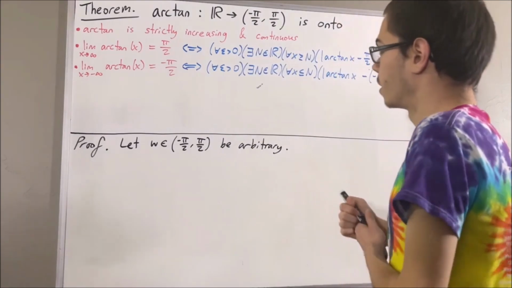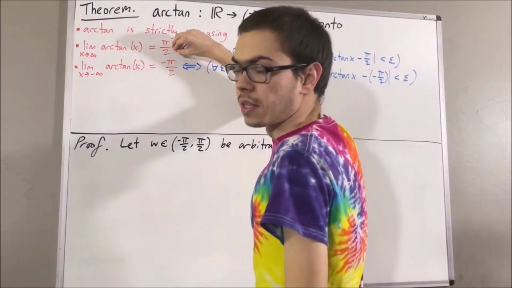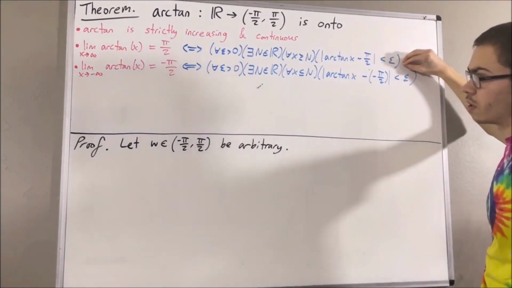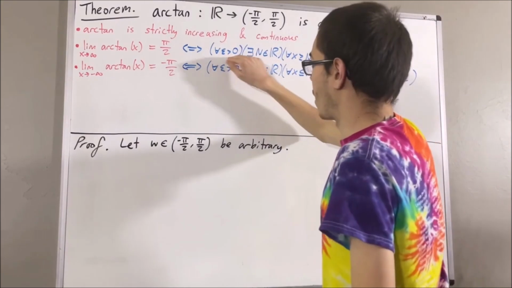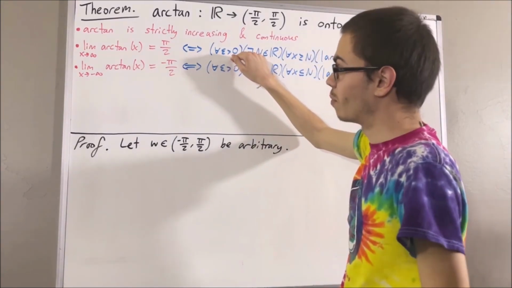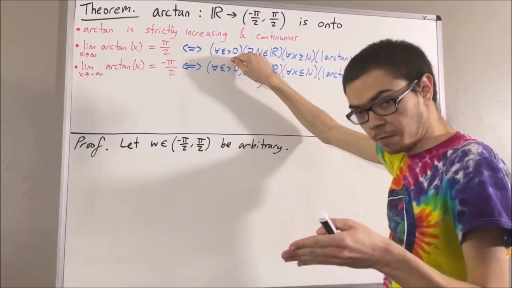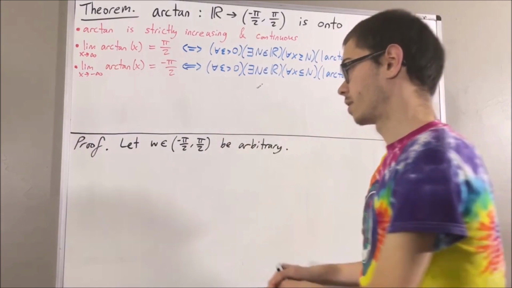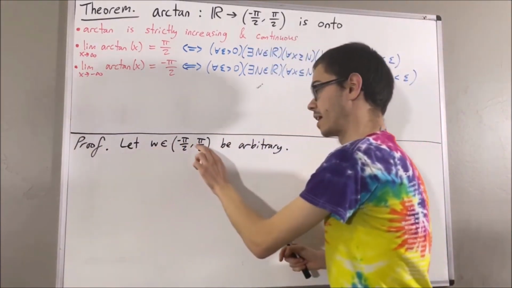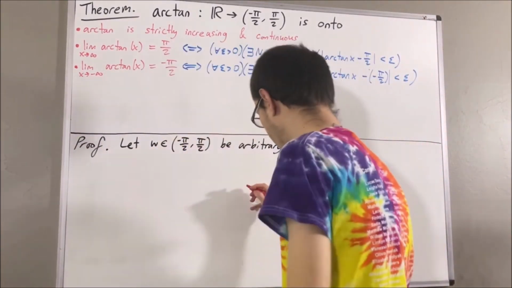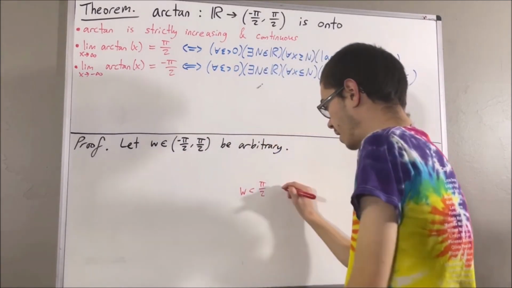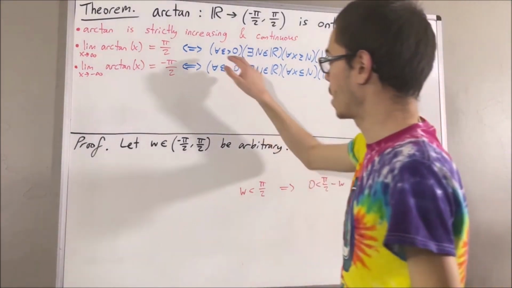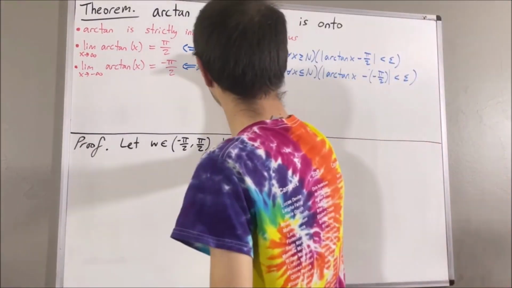And then, since we know that this limit is true, this means we know that this statement is true. And this statement works for every positive real number. So in particular, it must work for the positive real number pi over 2 minus w. Right? We know pi over 2 minus w is positive because, well, we know w is less than pi over 2. So if we subtract w to the other side, we have pi over 2 minus w is positive. So we can take epsilon to be pi over 2 minus w.